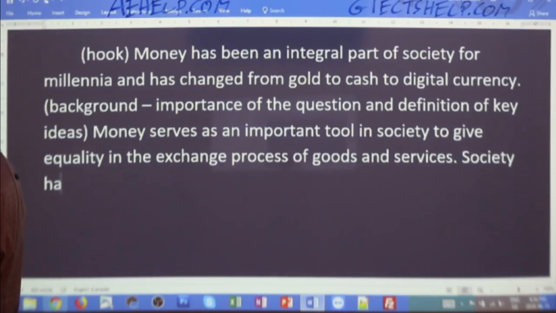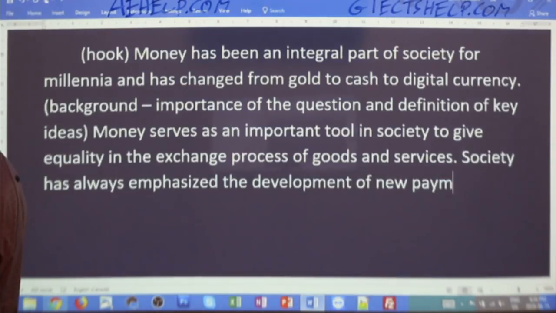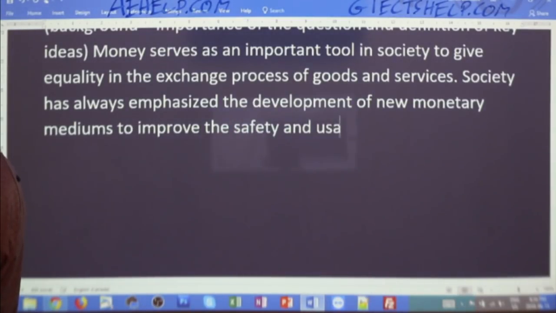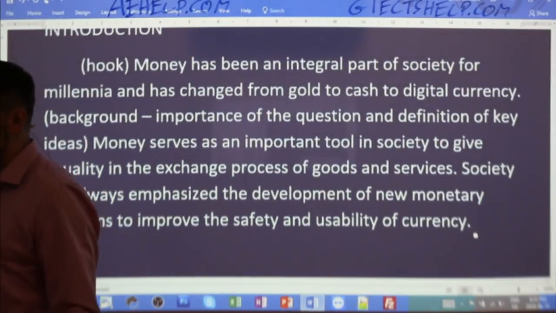So society has always emphasized the development of new payment methods or new monetary mediums to improve the safety and usability of currency. Okay, now again, I'm pushing you for those high band scores.